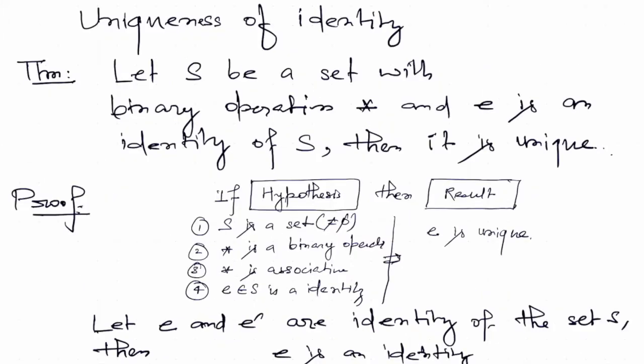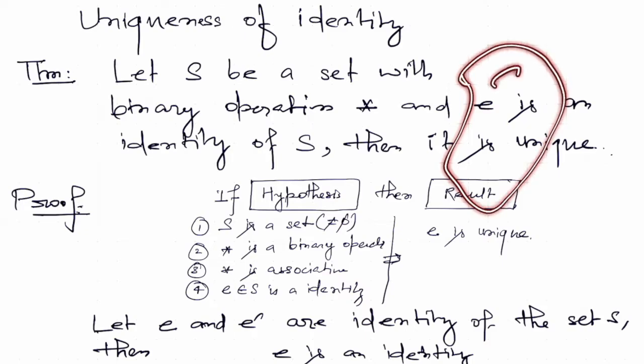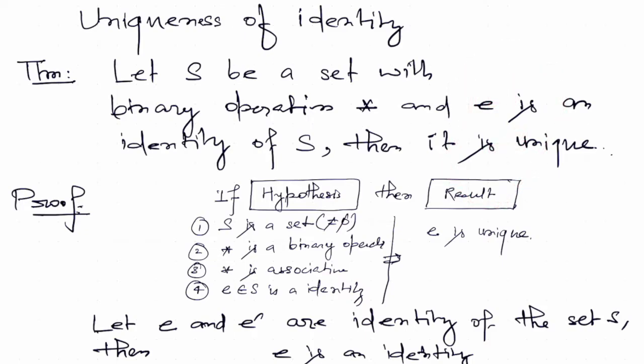Identity of a set with binary operation is always unique. So if you have a set S with binary operation star, and suppose E is an identity of S, then it is unique. It means that in set S, there is only one element which can be identity.